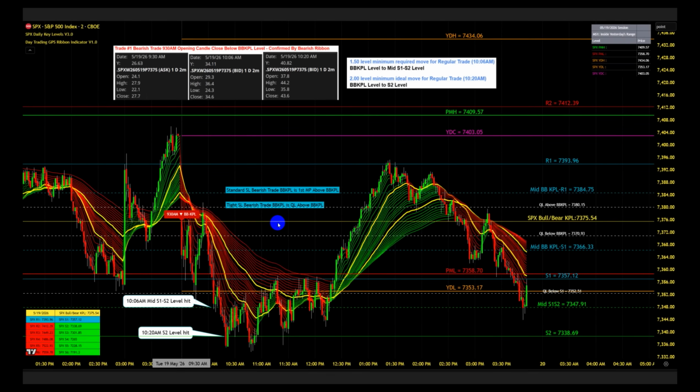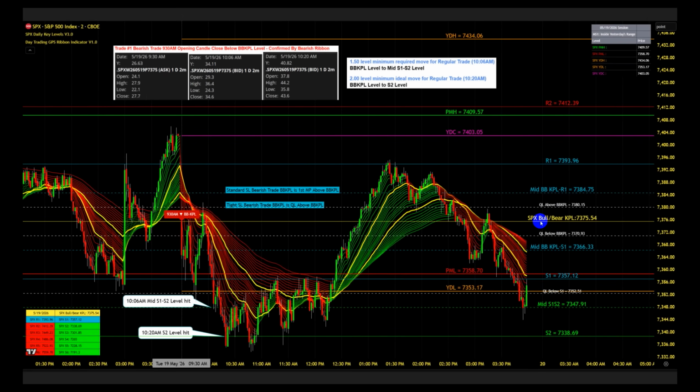Now, on this particular trade, you have two different stop losses that you can choose from when utilizing this indicator. Either a tight stop loss or a standard stop loss. The standard stop loss is the recommended stop loss to use, as that is why it is called the standard. For those that prefer a tight stop loss, the tight stop loss is going to be, on a bearish trade, the QL above the particular level that you're taking the trade from.